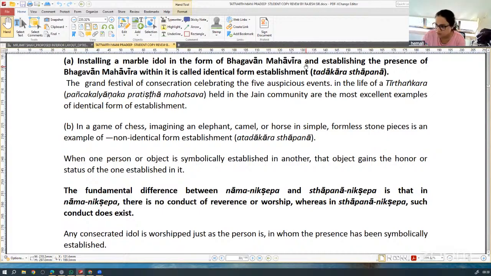When one person or object is symbolically established in another, that object gains the honor or status of the one established in it. The fundamental difference between Nam Nikshep and Sthapna Nikshep is that in Nam Nikshep there is no conduct of reverence or worship, whereas in Sthapna Nikshep such conduct does exist. Any consecrated idol is worshipped just as the person is in whom the presence has been symbolically established.